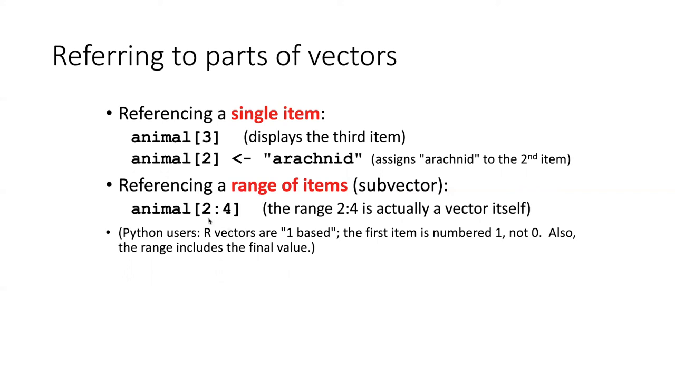We can refer to a range of items by simply putting a range of indices inside the square brackets. So if I say 2:4, that means items 2, 3, 4. So I could actually define a vector which has the range of numbers from 2 to 4 and then put that named vector inside the square brackets, and it would do the same thing. So this range that I put in here is itself actually a vector.